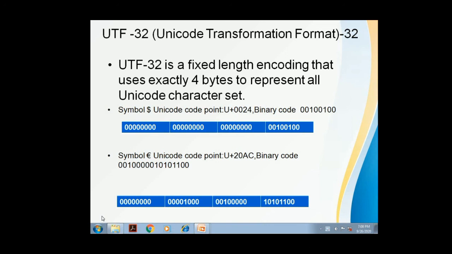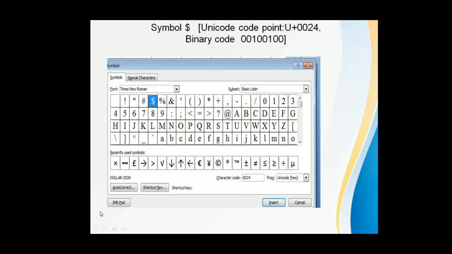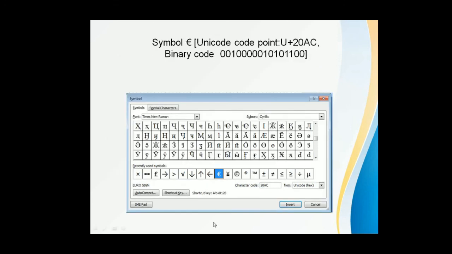Now for example, we are showing the dollar and euro sign Unicode. Here we can see the dollar sign, its Unicode is 0024. You can see the Unicode of any number or symbol. Here the euro sign, its Unicode is 20AC.